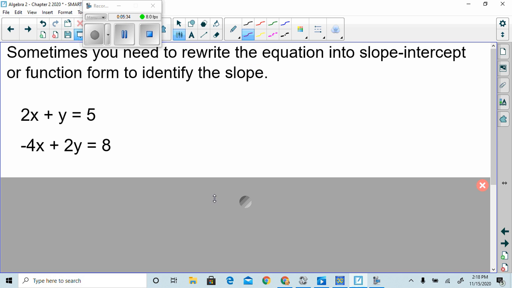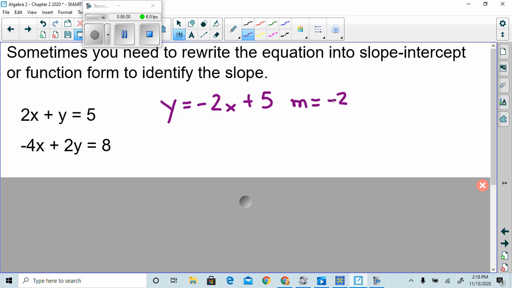Now, sometimes the equations are not in slope-intercept form, and you need to rewrite them before you can compare. So in each of these, they're in standard form. Let's just do one inverse operation on this one, and we'll get y is equal to negative 2x plus 5. All I did was subtract 2x on both sides, and now I see that m is equal to negative 2.